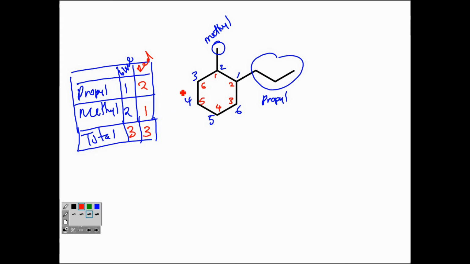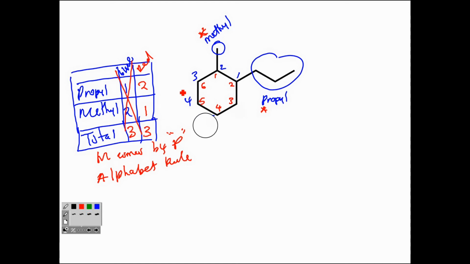So you go back to the alphabet. M, P. So M comes before P, so that means we're going to adopt the red numbering. So this is wrong because M comes before P in the alphabet rule. Okay, so we adopt the red numbering. So we get rid of the blue. We don't need the blue anymore.